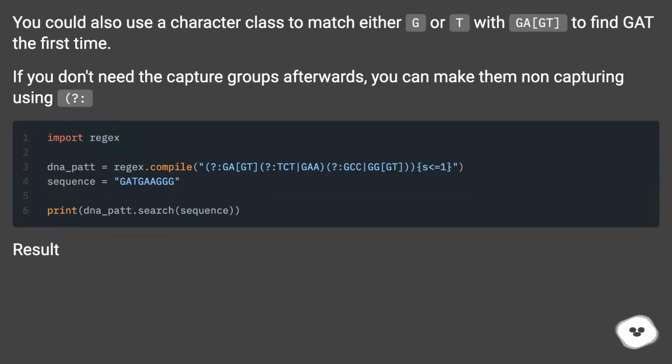You could also use a character class to match either G or T with ga[GT] to find gat the first time. If you don't need the capture groups afterwards, you can make them non-capturing using ?:.